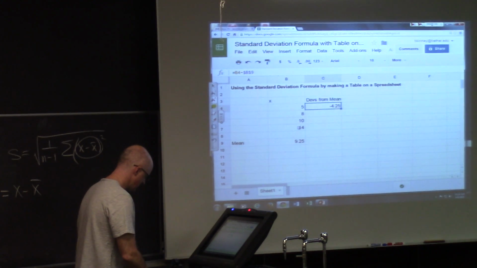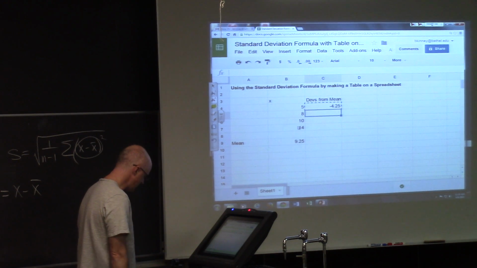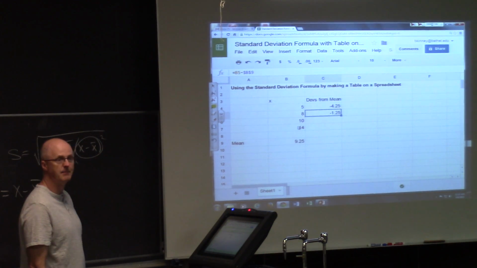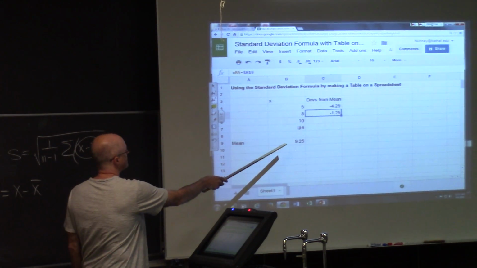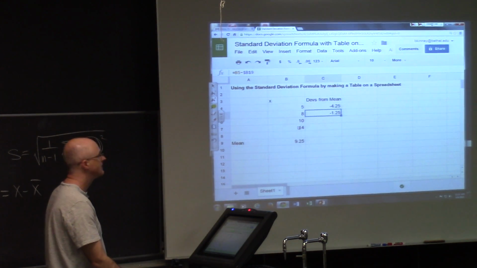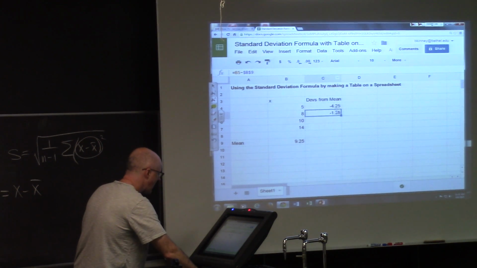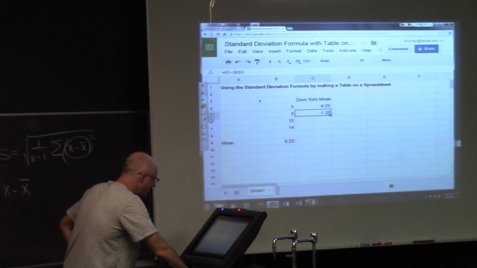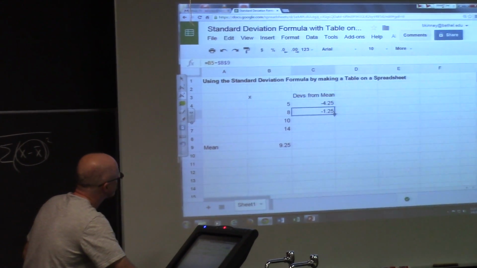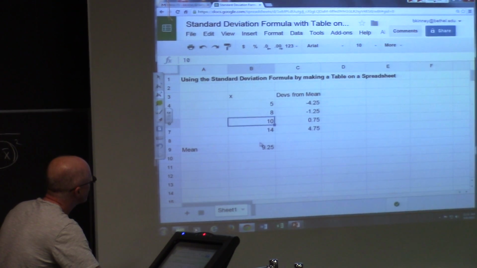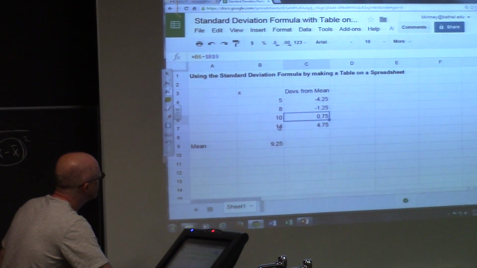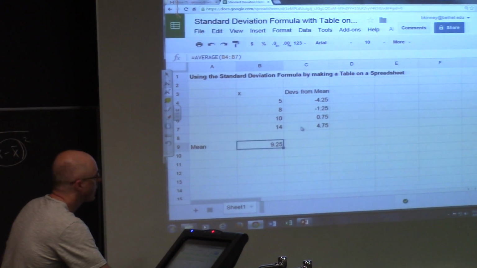Copy and paste. You can do a Control-C, Control-V. That's one way to copy and paste. Double check that that's right. 8 minus 9.25 is negative 1.25. You can also click and drag. Once you've got this cell here like this, you can click and drag the lower right corner to copy and paste. Double check these. 10 minus 9.25 is 0.75. 14 minus 9.25 is 4.75.